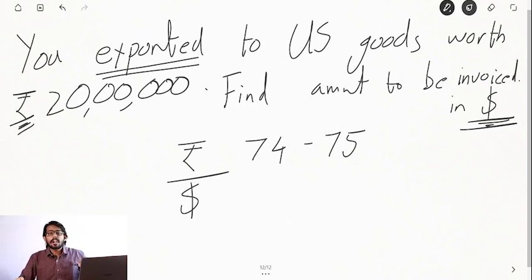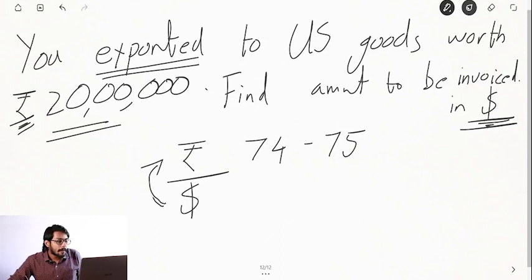Okay. How many dollars will he send you? That you don't know. That you have to find out. How many dollars should he send you so that you are getting 20 lakh rupee. Guys, understand, he will send you dollars. That dollar you have to convert to rupees. Here also the conversion is dollar to rupee.